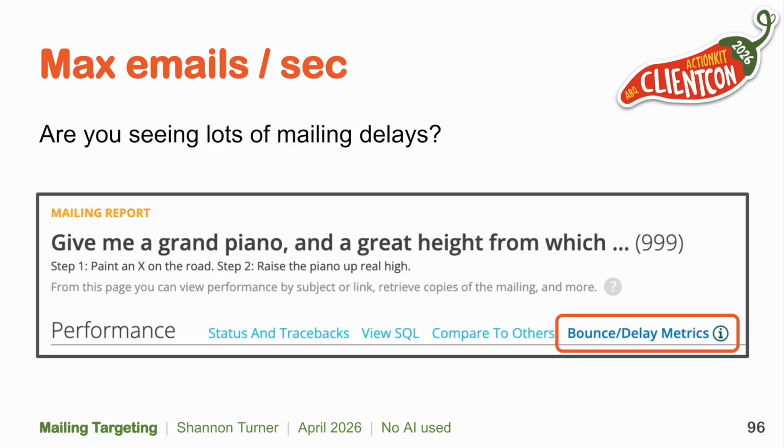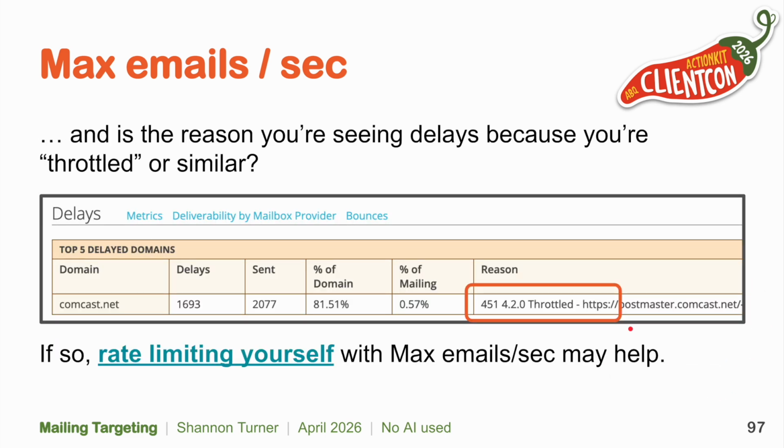And on the subject of the max emails per second, ActionKit is really fast. Some senders can send thousands of emails per second, and some mailbox providers think that's a little bit too fast. So if you're seeing the bounce delay metrics screen, let's click on this highlighted link, and here we can see, oh, we have been delayed by Comcast. We see this little throttled. So if you see the reason for your delay is throttled or something similar, then the max emails per second feature may be able to help you a little bit.